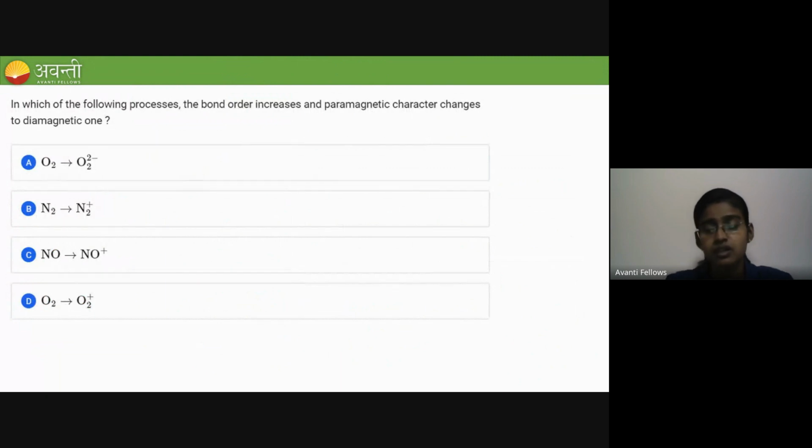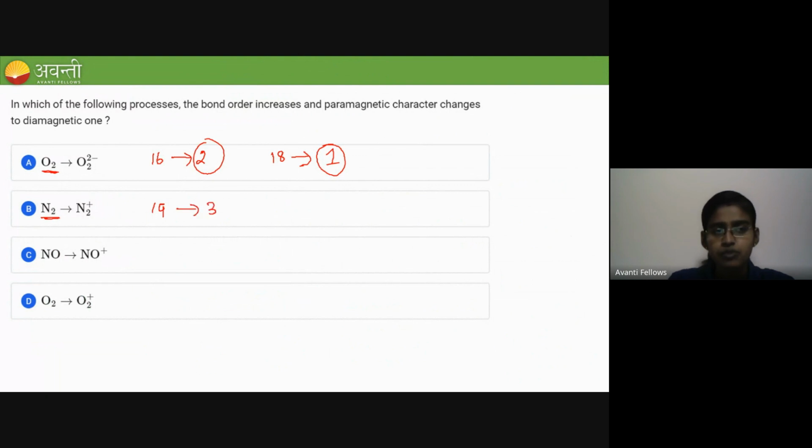So let us calculate the bond order. For O2, the number of electrons is 16, and for 16 the bond order is 2. For O2 2 minus, the number of electrons is 18 and the bond order is 1. Here the bond order is decreasing, so it cannot be the answer. For nitrogen, the number of electrons is 14, so the bond order is 3. N2 plus means 14 minus 1, right? So it is 13. If it is 13, we have to subtract 0.5, so it is 2.5. So here also the bond order decreases from 3 to 2.5. So it cannot be the answer.